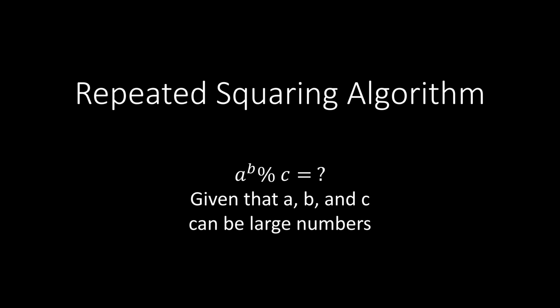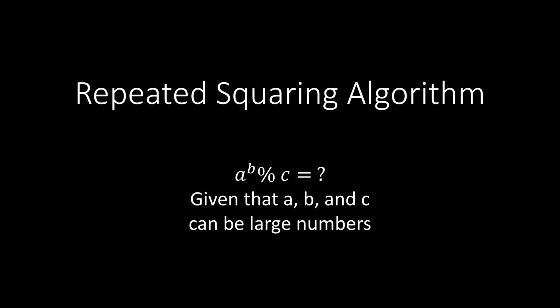This video is about the repeated squaring algorithm, an efficient way to calculate the modular when the dividend is a big exponentiation number. In the case shown, a, b, and c can be large numbers. A to the power of b can be a real large number, which the normal number types in programming languages cannot handle.